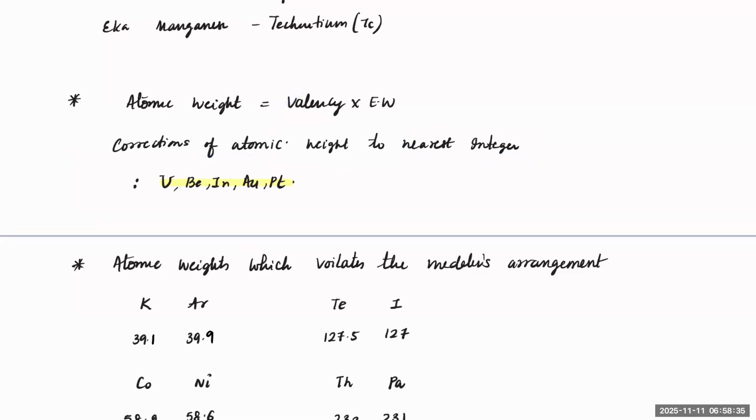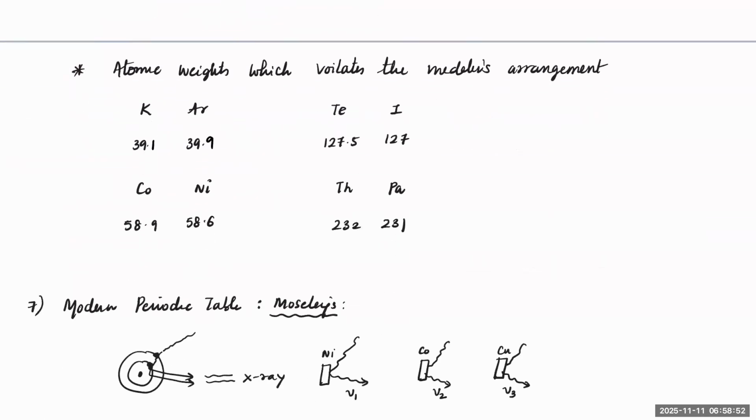And the corrections in the atomic weight were done to the nearest integer values using Mendeleev's periodic table. So that includes uranium, beryllium, indium, gold, platinum. For these elements, we Mendeleevs were able to find out the actual valency and make the correction in the atomic weights. Got it?